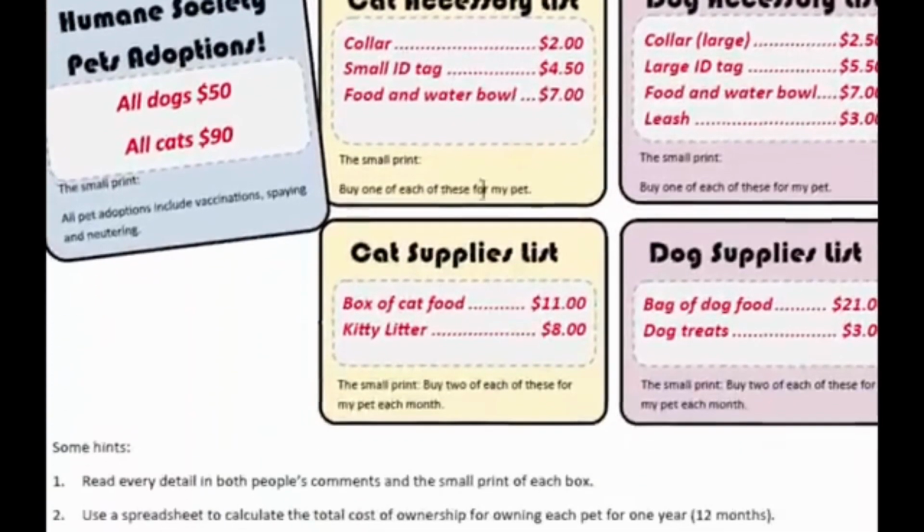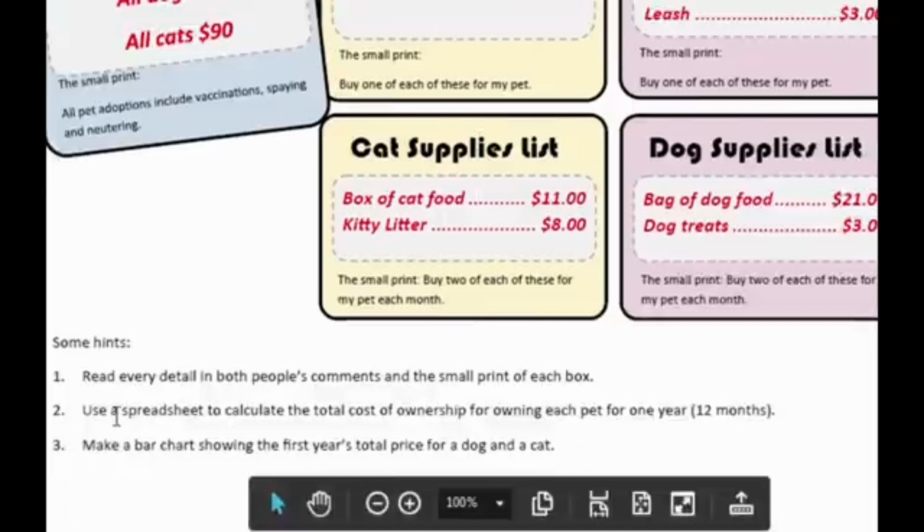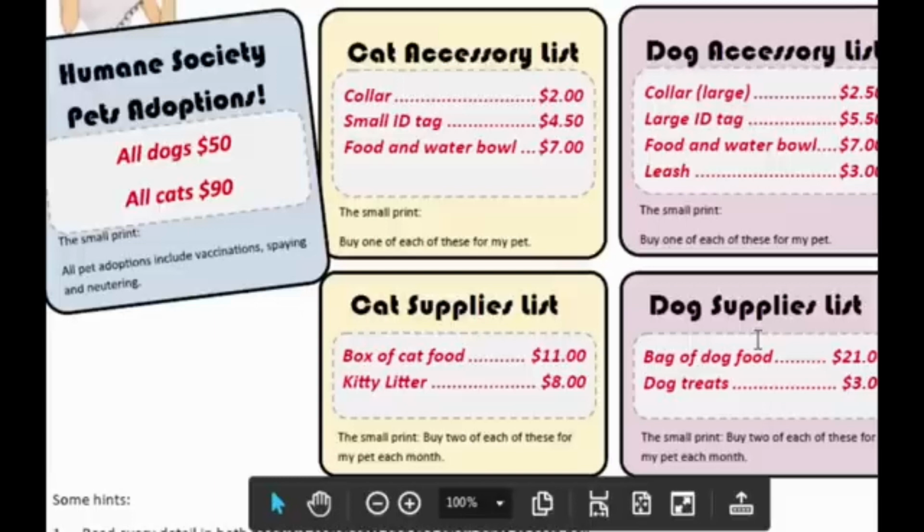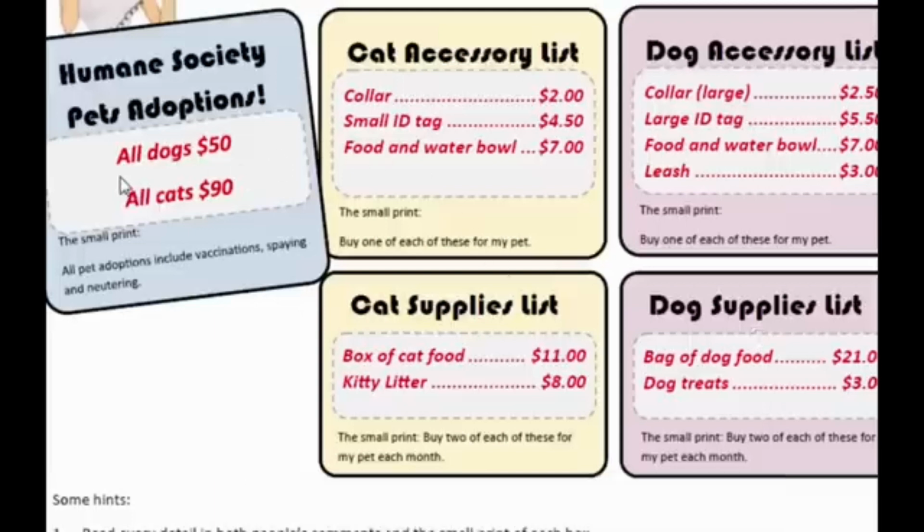First of all, notice that she's talking about a year. At the bottom down here where it says hints, it says use a spreadsheet to calculate the total cost of ownership for owning a pet for 1 year. So we'll just assume 1 year is the length of our expenses. Pet options: dogs are 50, cats are 90. All expenses include all of the vaccinations, spaying, and neutering.